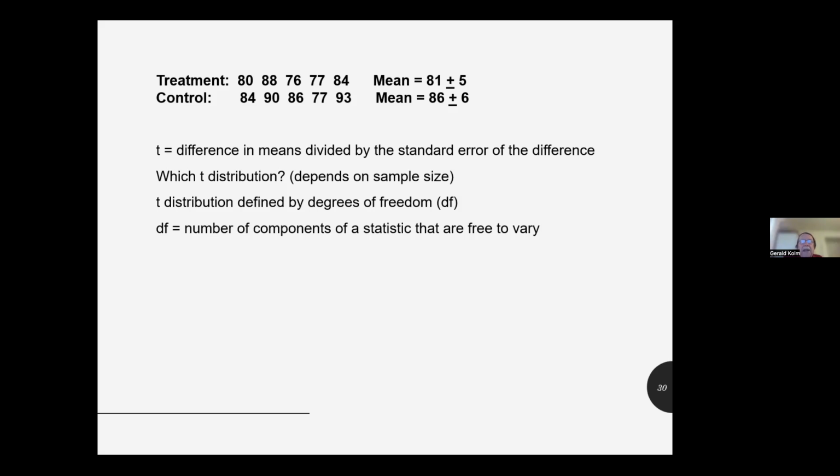Well, it depends on the sample size, and our sample size is 5 for each group. So we have to calculate our degrees of freedom for our statistical test. And as I illustrated before, the concept of degrees of freedom is the number of components of a statistic that are free to vary.